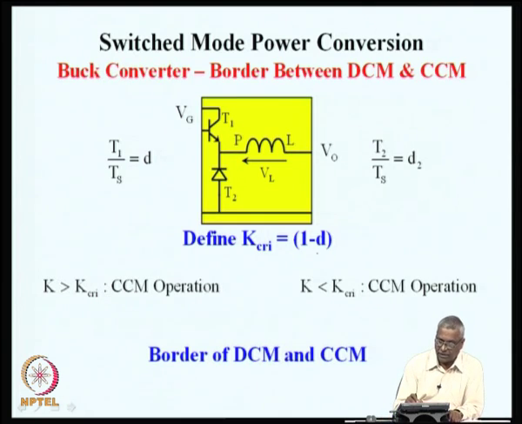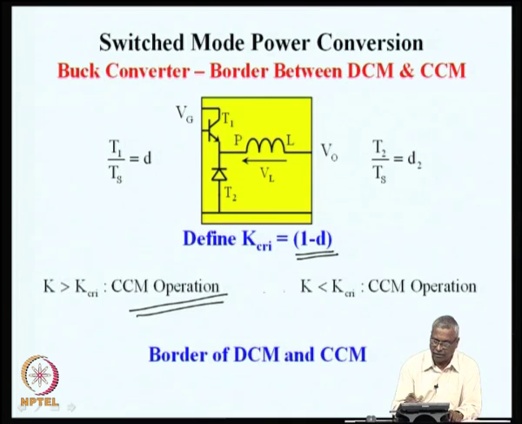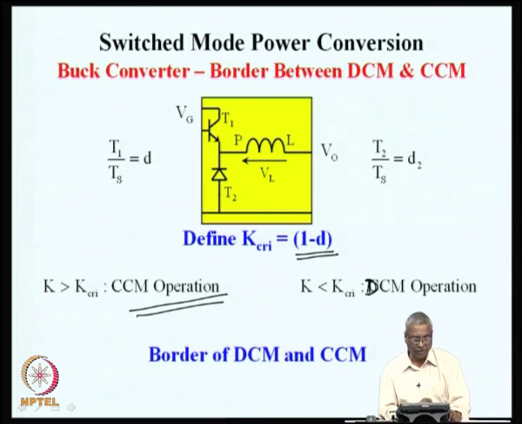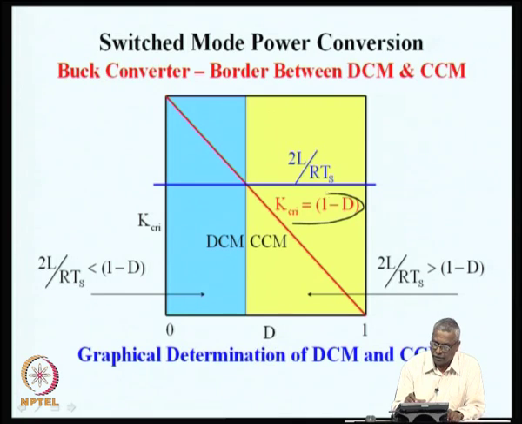Now, we can define this function 1 minus D as a critical value of k, and if k is greater than that critical value, operation is in CCM, and if k is less than that critical value, operation is in DCM. This is the border. It can also be seen in graphical form. We can plot the critical value of k, the conduction parameter, as a function of D, the duty ratio. K critical is 1 minus D, a function starting from 1 and ending at 0, because when D equals 0, K critical is 1, and when D equals 1, K critical is 0. And the conduction parameter of the converter, 2L by RTs, will be a fixed number for a converter.